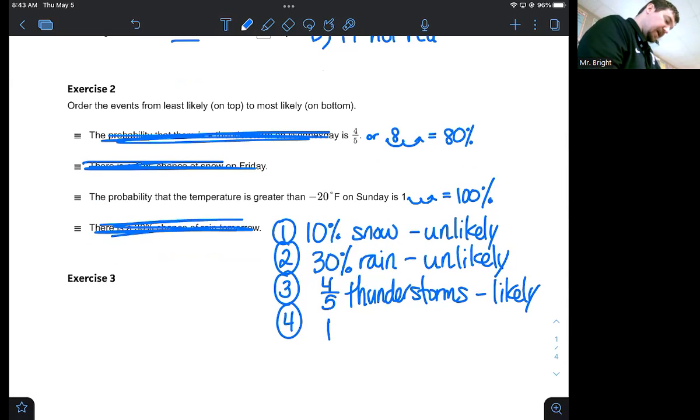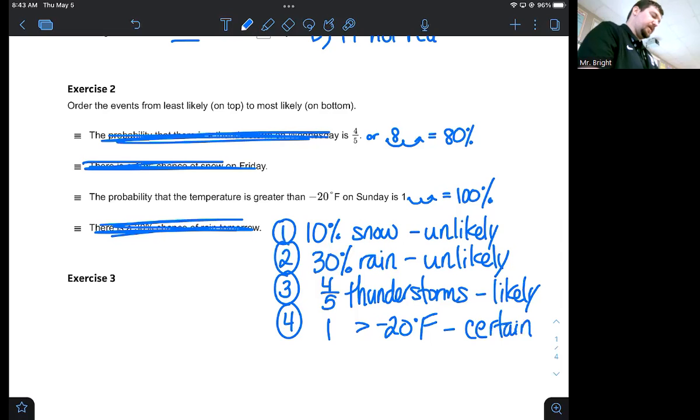And that was a 1 chance of the temperature being greater than -20 degrees Fahrenheit. And what do you call a probability of 1, Natalie? Certain. We are certain the temperature will be greater than -20 degrees. And that's number 2.